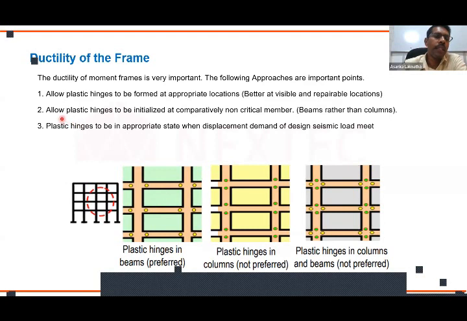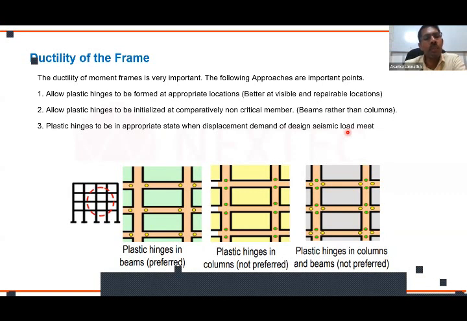The second important thing is to allow plastic hinges to be initiated in comparatively non-critical members. That means if we consider a structure with columns and beams, if the column is weak and the hinge forms in the columns, the possibility of collapse of the structure is obvious. So we prefer to have hinges in beams rather than columns. Plastic hinges should be in an appropriate state when the displacement demand of the design seismic load is met. That means the hinge should be in an appropriate state.